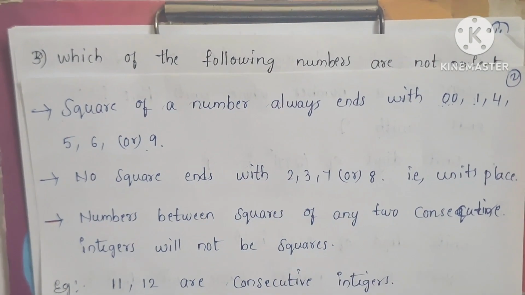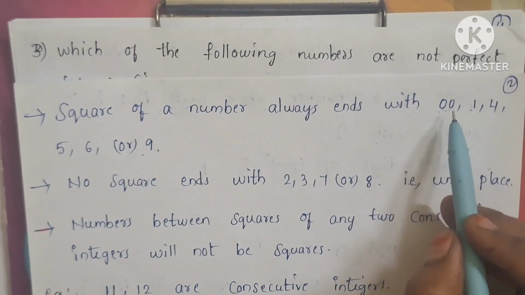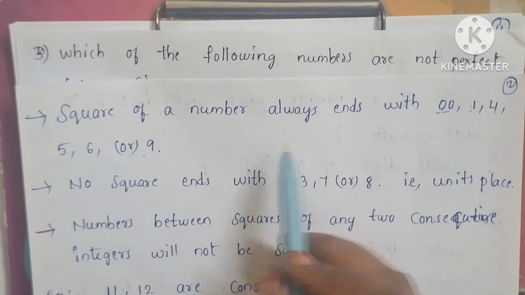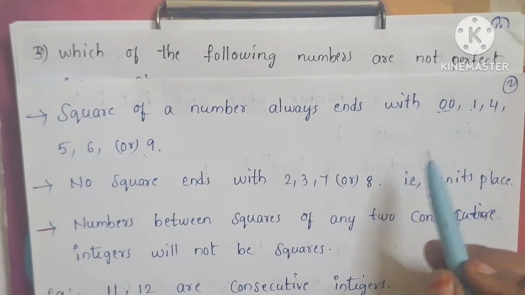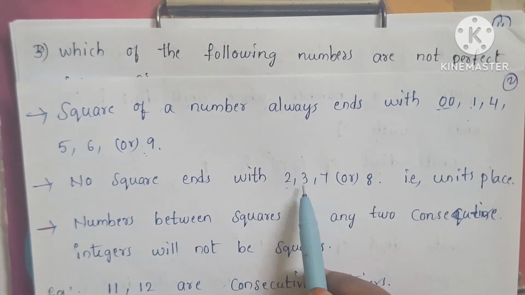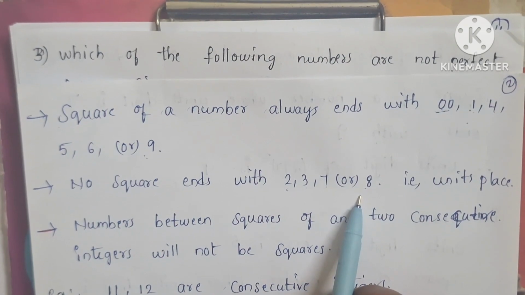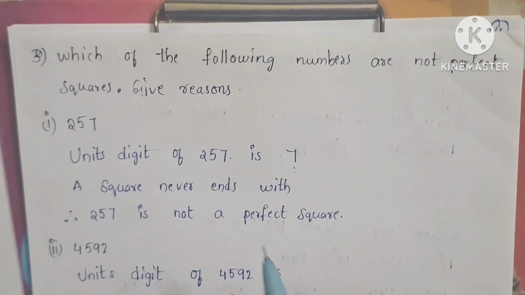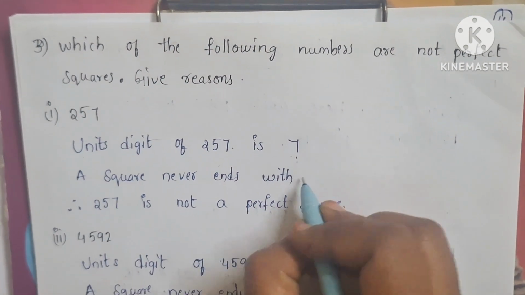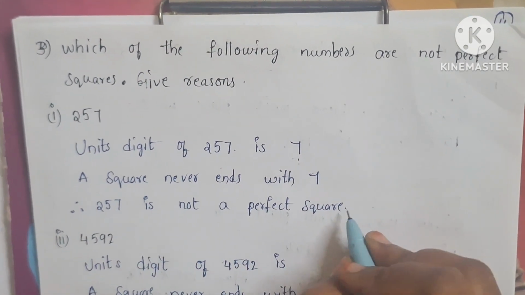That means, if there is a square number, what will its last digits be? Either 2 zeros, 1, 4, 5, 6, 9. Only if these digits are there is there a chance of it being a square. Otherwise, if the units digit is 2, 3, 7, 8, the number is not a square. Okay. See, what is the units digit here? 7. So, a square never ends with 7. Therefore, 257 is not a perfect square.